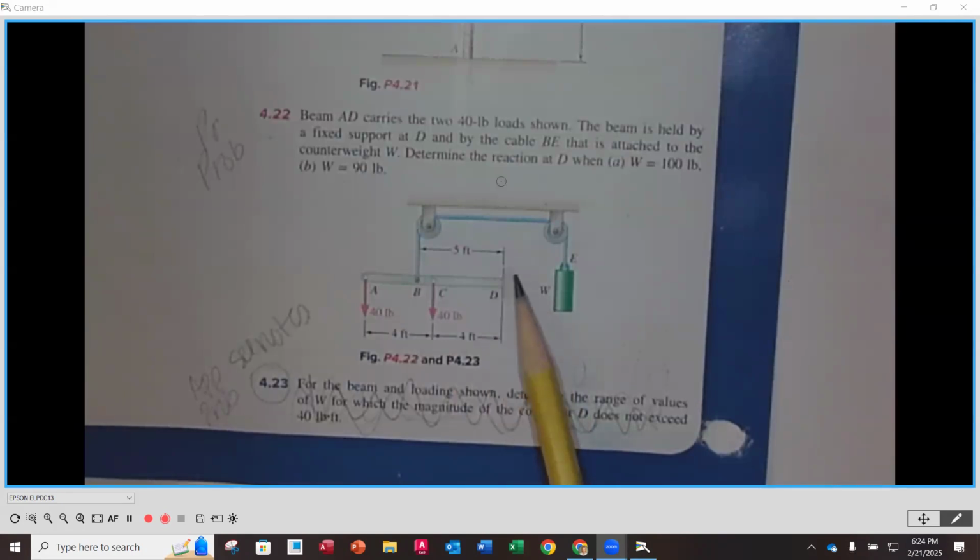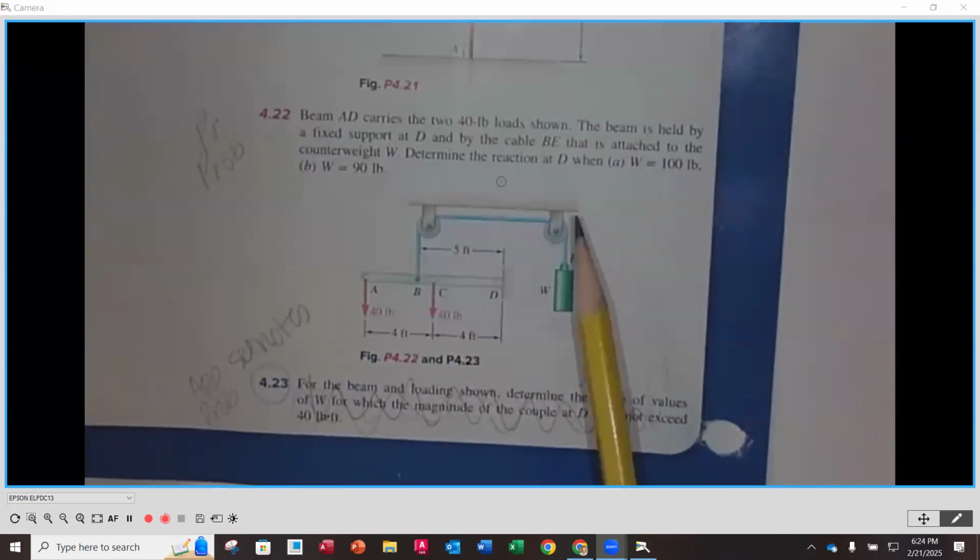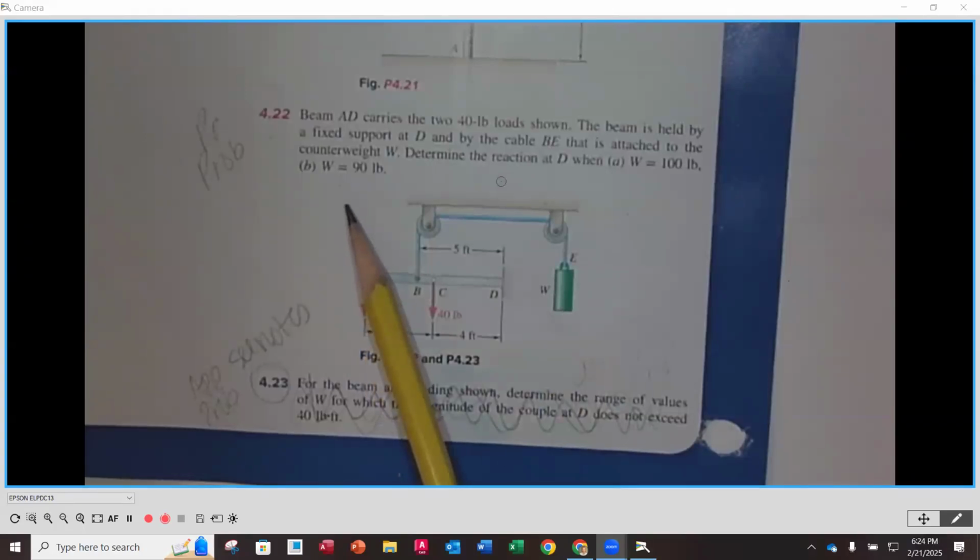This is going to be a different type of support, so we're going to be introducing that one here. And it has a cable pulling up here at B that is then attached to a counterweight. All right. Determine the reaction at D when the counterweight W is 100 pounds and when it's 90 pounds. Okay. So we'll be kind of doing this part A and part B.